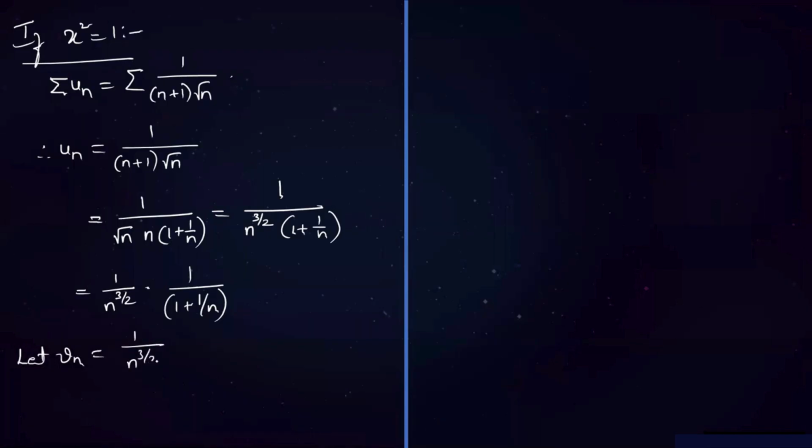For my convenience, I'm writing it like this: 1 divided by n to the power of 3 by 2 into 1 divided by (1 plus 1 by n). All this is un. When you have a function of 1 by n like this, whatever coefficient you get here, this product, we will take that as vn. Let vn be equal to 1 divided by n to the power of 3 by 2. Now it is just like 1 by n power p, and that p is now 3 by 2, more than 1. So we can decide from the p series.